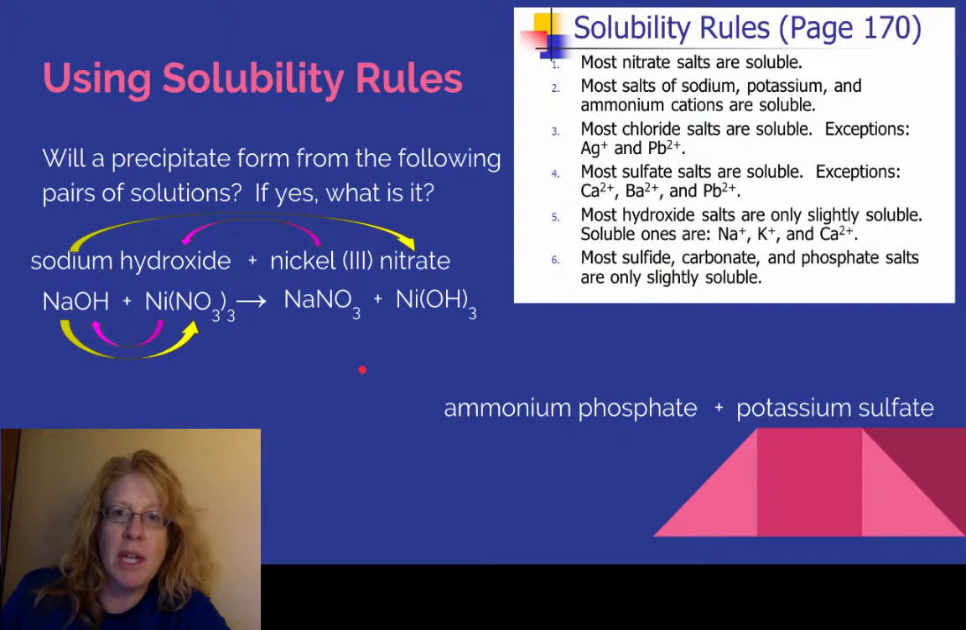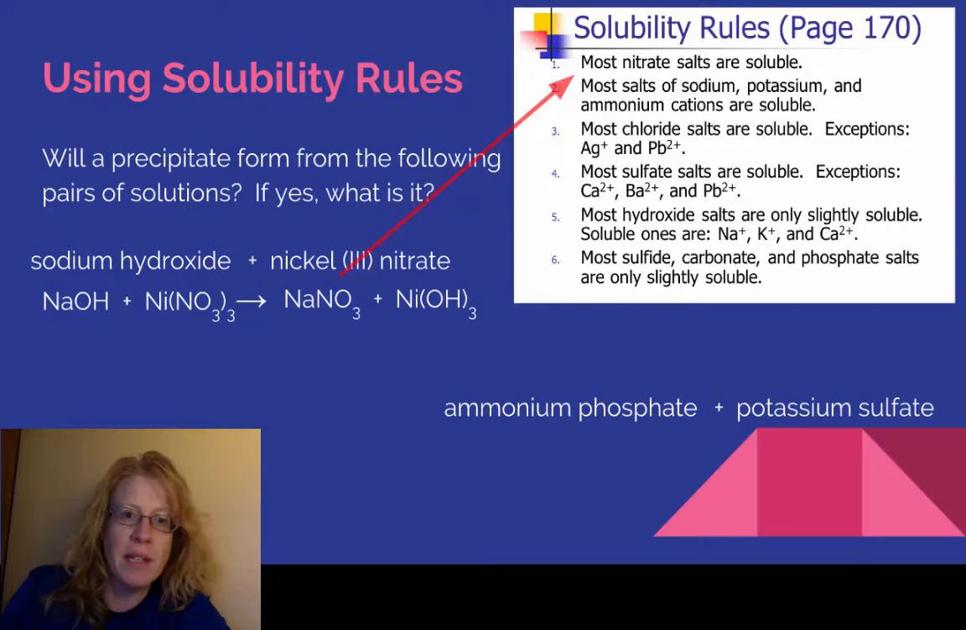Now the next step is to take a look at our solubility rules and figure out whether something is soluble, in other words in solution, or insoluble, which means it would be our precipitate, a solid. I start at the top and work my way down. That first rule is about nitrate salts, and that's sodium nitrate. From rule number 1, we don't have to go any further, that one is soluble, which means it's going to be dissolved.